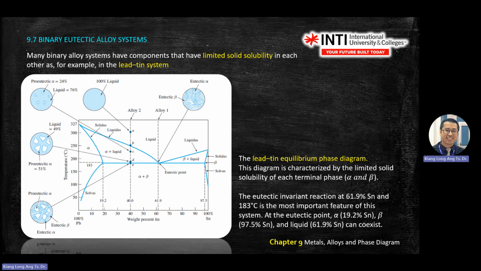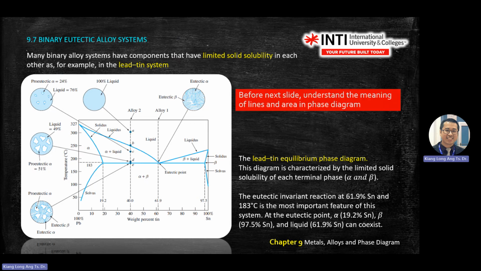Okay, so eutectic only appears on the phase diagram that shows you two different solids. Okay, we go straight a little bit more. This one is just a highlight before we move to the next slide, to make sure you understand the meaning of all these lines. What does it mean? What happens if you cross the line?